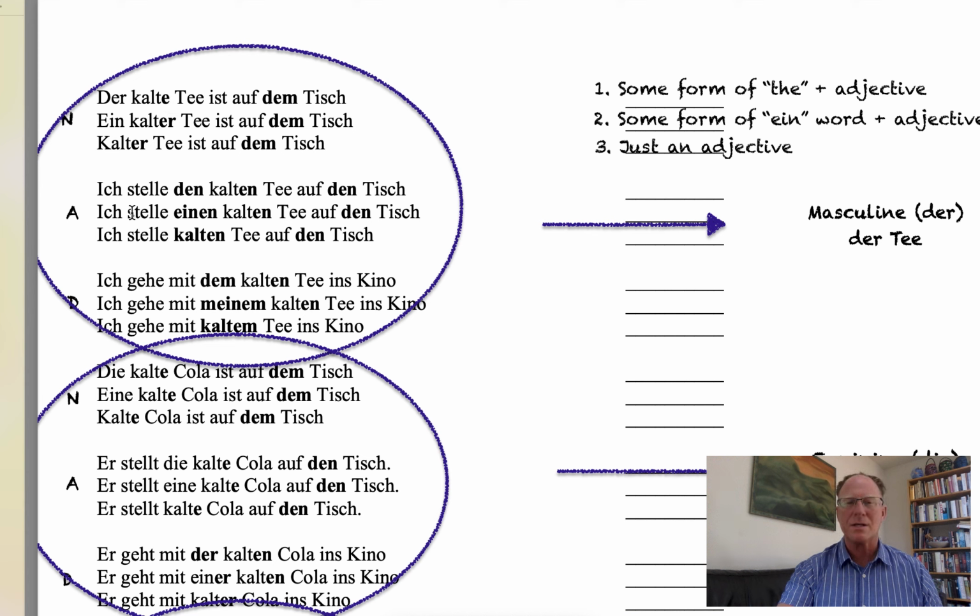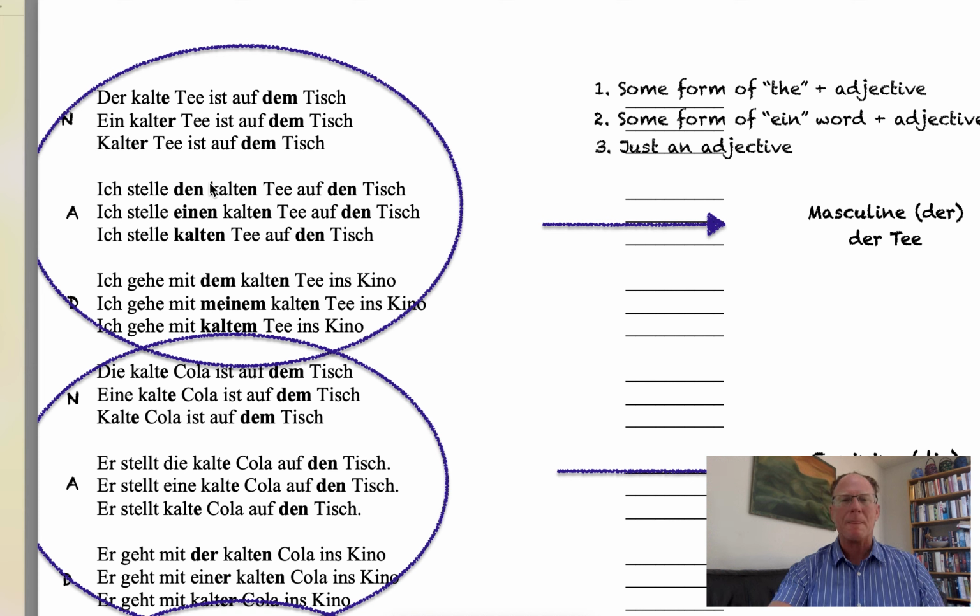Now, if we go down to the next stanza, that same first line, the cold tea functions as a direct object. So, ich stelle den kalten Tee auf den Tisch. Now, you'll see the ending of the adjective there, en, is when you have the accusative form of the plus an adjective, and there you have the en ending. So the ending is the important thing here to analyze.